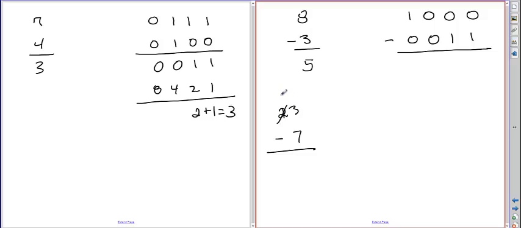So what we do is we change this into a 1 and we carry a 1. So this 3 becomes 13. So we're carrying 10 because we're in the decimal number system. So then we have 13 minus 7, which is 6. And then we have 1 minus 0, which is 1. We answer, which is 16.